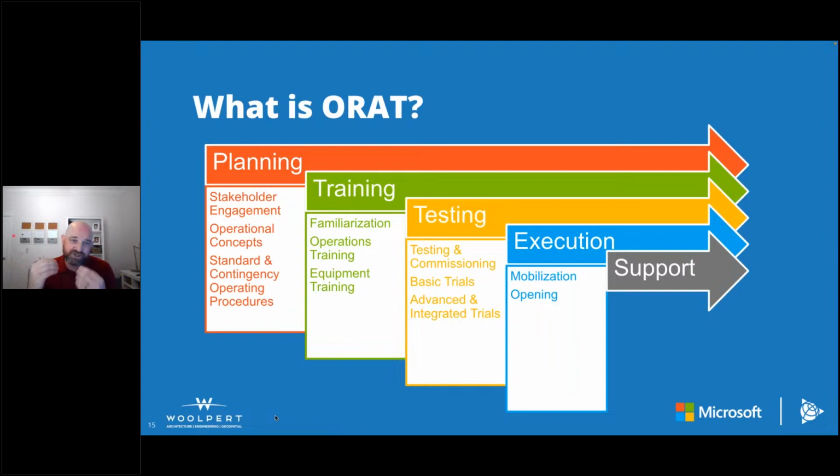And then, of course, there are still activities that are considered part of ORAT post-opening, where we're supporting the ongoing operation of the airport, doing things like debriefs and audits of how the project went, what can be improved in the future, what type of refresher training might be required, what operating procedures may have been missed that need to be caught up on. So that's a basic overview of the process. Let's go ahead and hit the next slide.